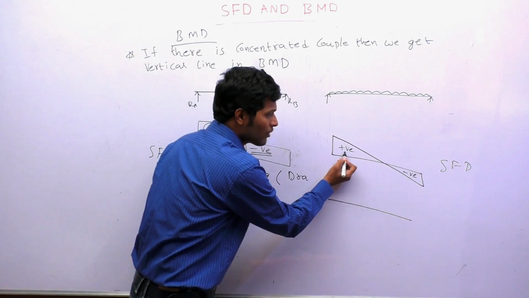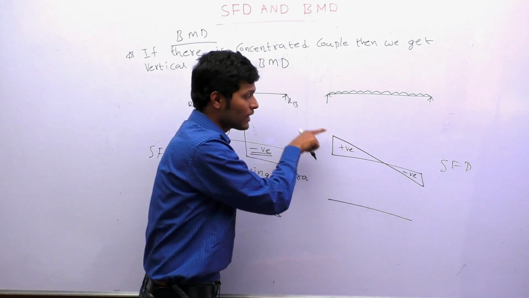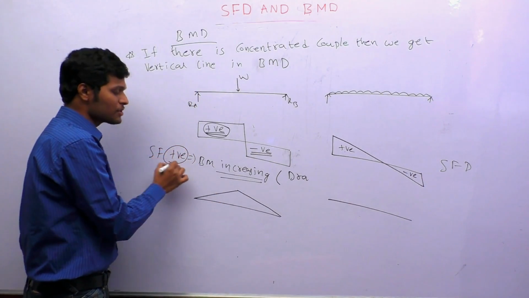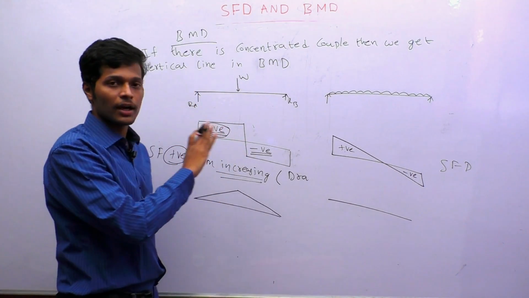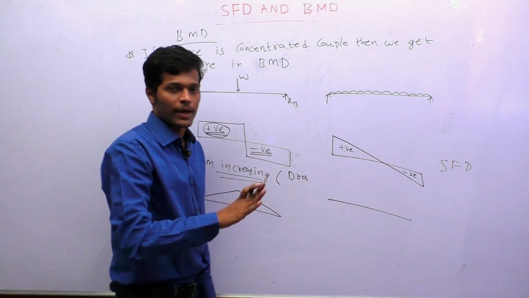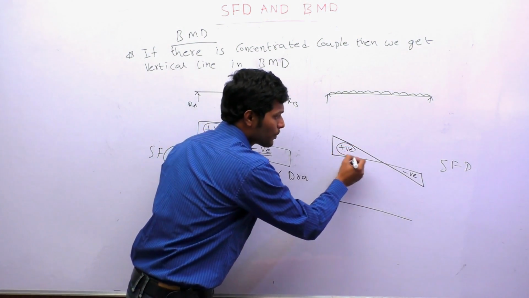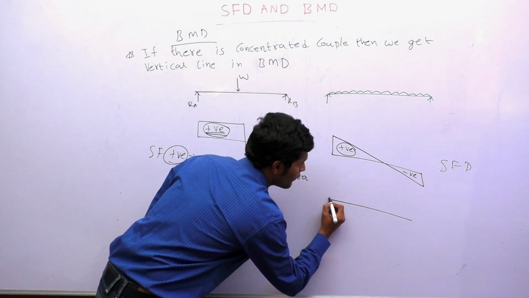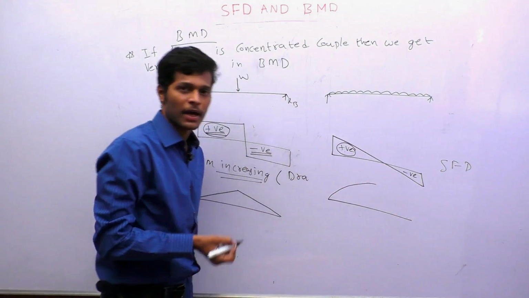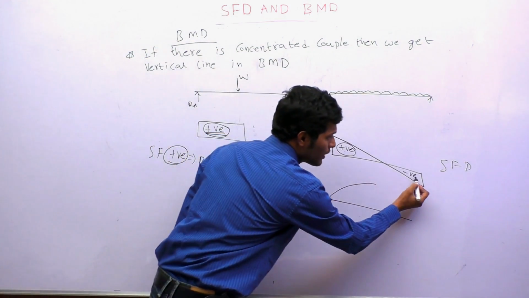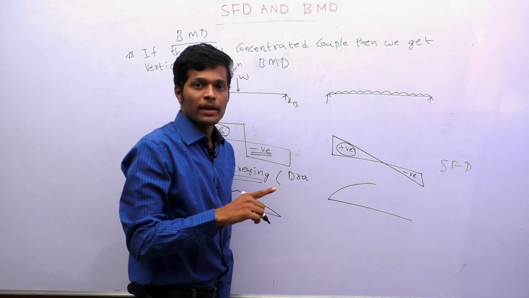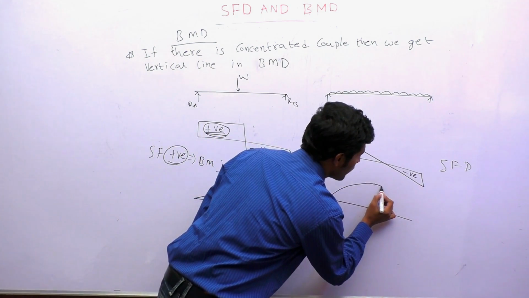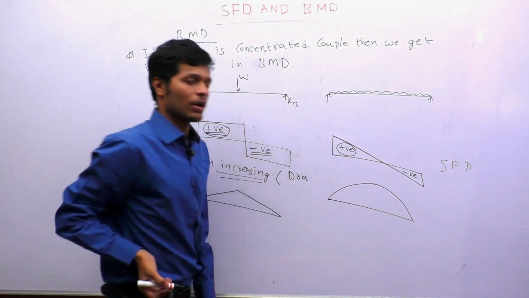So here shear force is positive, so don't see whether it is falling or rising. We have to check whether it is positive or negative, that's all. Whether it is falling or rising, that doesn't matter. If the shear force is positive, bending moment is rising and it is a parabola. Here it is negative, so bending moment is a falling parabola.